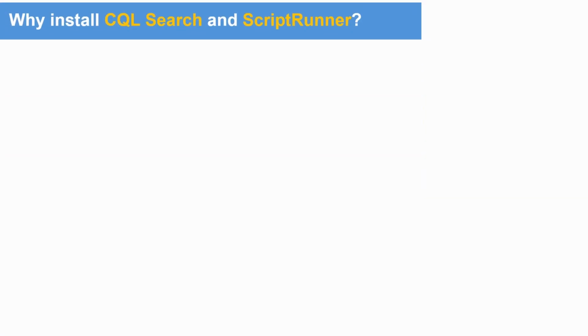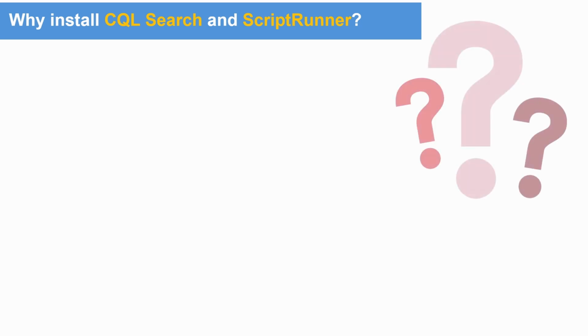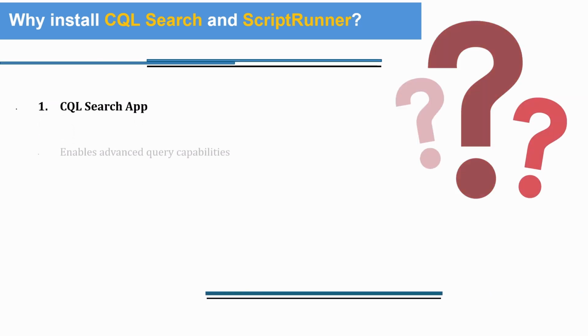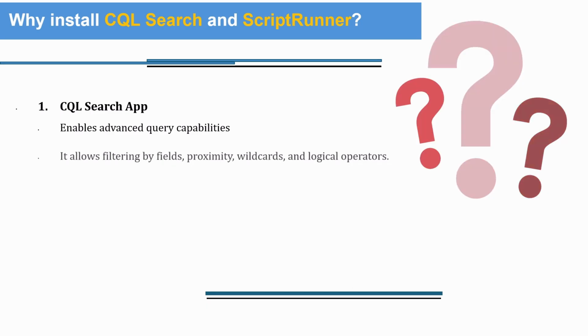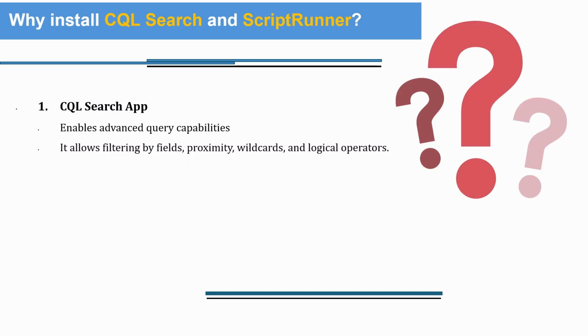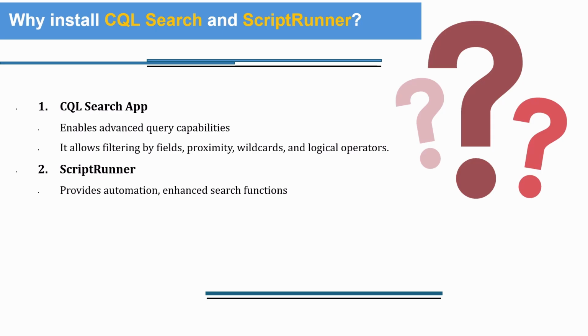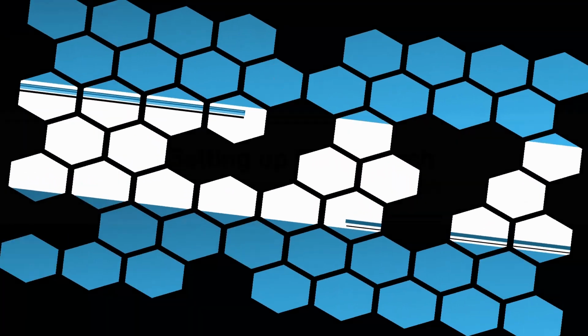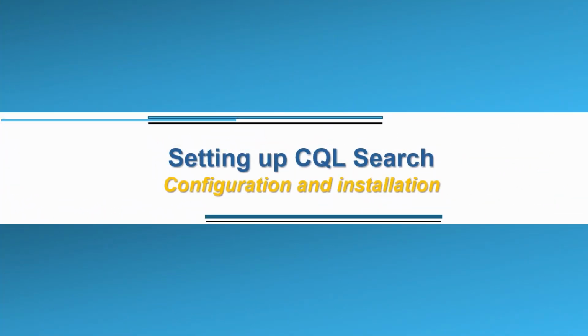CQL search is not available out of the box in Confluence Cloud or Server, so we need to install it along with ScriptRunner, which extends the Confluence search and automation capabilities. So let's see why we should install CQL search and ScriptRunner. CQL search enables advanced query capabilities that are far more precise than the default search. It allows filtering by fields, proximity, wildcards, and logical operators. ScriptRunner provides automation, enhanced search functions, and the ability to run scripts or queries directly in spaces. It allows building reports and integrating search in Confluence macros.